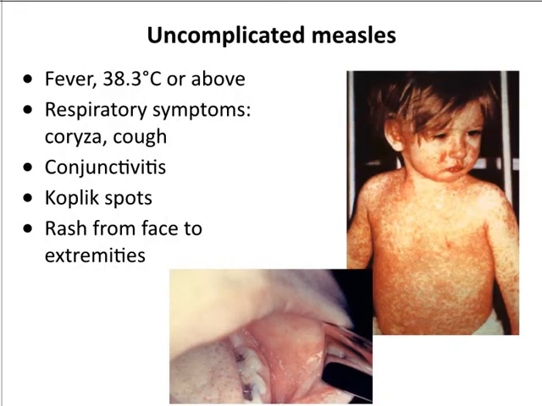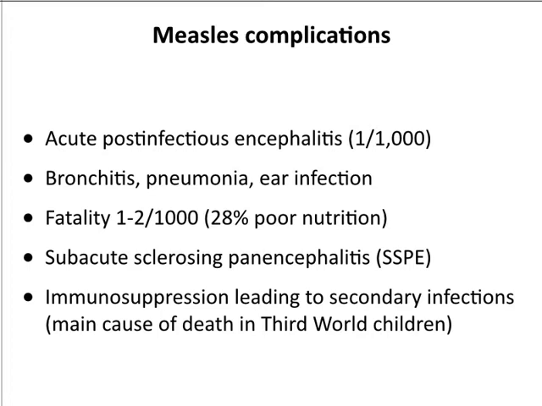So uncomplicated measles: high fever, respiratory symptoms, cough, runny nose, inflammation of the conjunctiva, and of course the rash from the face to the extremities, very typical of measles. And also another feature is called Koplik spots. These may be hard to see, but this is basically a rash on the inside of the mouth, which is basically virus infecting the cells and causing syncytia formation, the fusion of cells to give you multinucleate cells. So very early on in infection, you can actually get a presumptive diagnosis of measles by finding these spots in the mouth of the infected child.